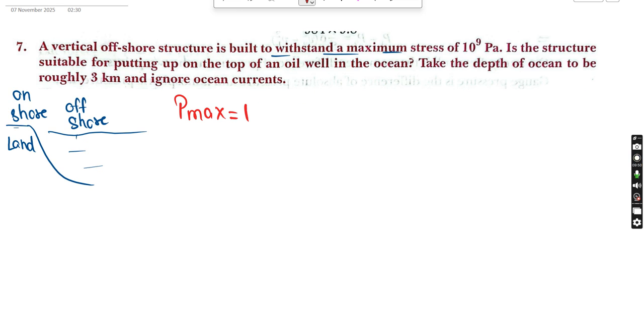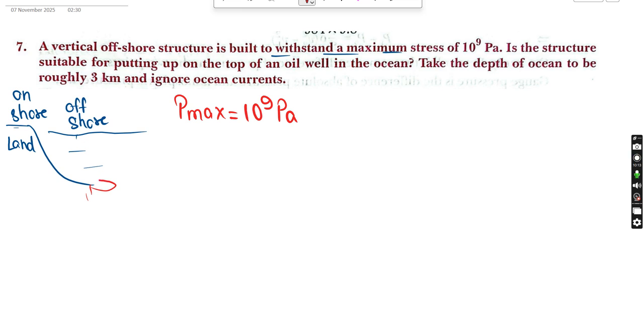The pressure P maximum is given, that is 10 to the power 9 Pascal. That is the maximum limit, because we can't give it more. If we give it more, it is going to ultimately break. Is the structure suitable for putting up on the top of an oil well in the ocean? Top of an oil well, because oil will be inside it.